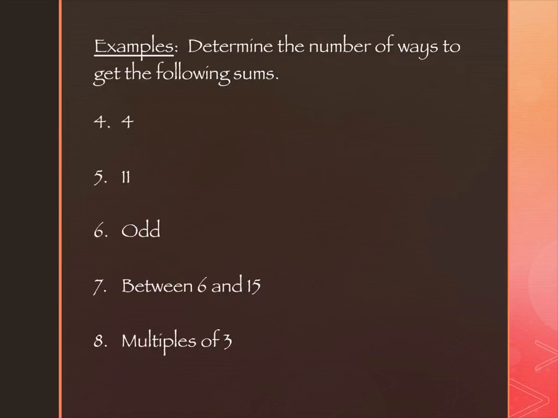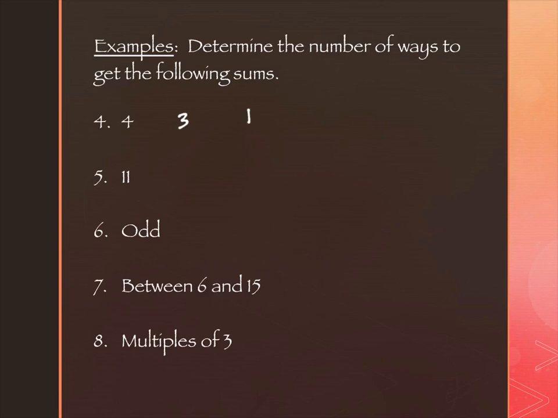3. And the answer is 3. That's it. There's 3 ways to get a 4. Now, if you hadn't created this table, what would you do? Well, you'd have to think strategically about your dice, and that's okay. There's nothing wrong with that.